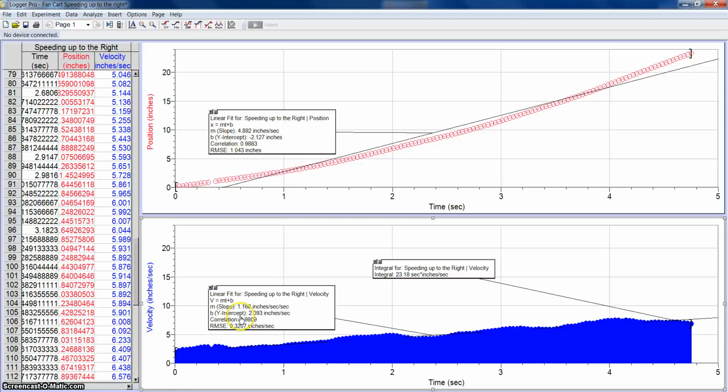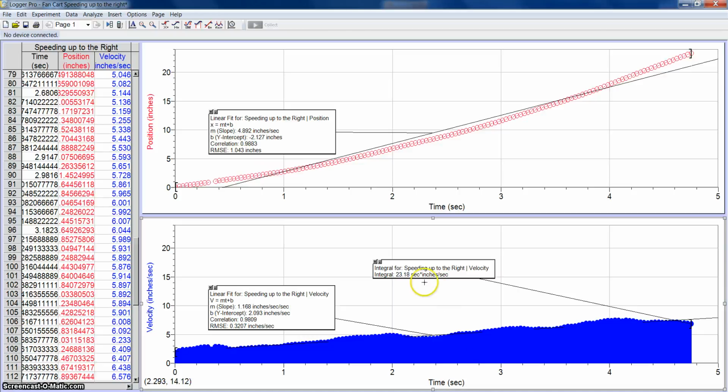We also got a b, or a y-intercept, otherwise known as a v naught since this is a velocity at time equals 0, of 2.093 inches per second. So at time equals 0, our cart was going at a velocity of 2.093 inches per second, and this is a pretty good line for what we wanted in terms of the real world.